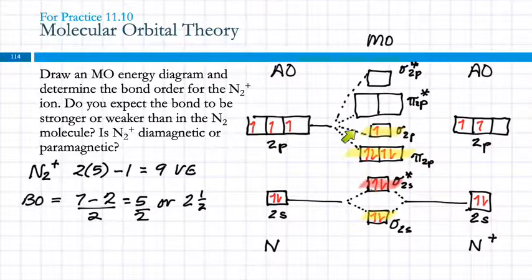So if I'm comparing this to another molecule, I look at, well, what do I have to do to make that other molecule? I have to add a bonding electron. That would make the bond stronger. So that means that the N2+ is weaker than the N2 molecule.